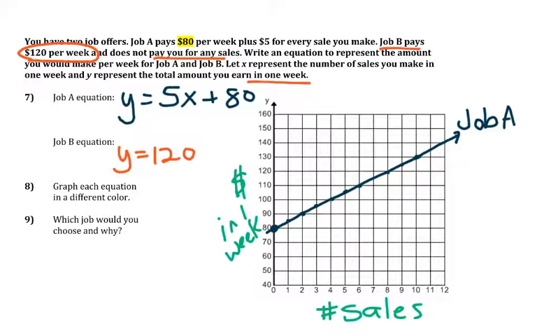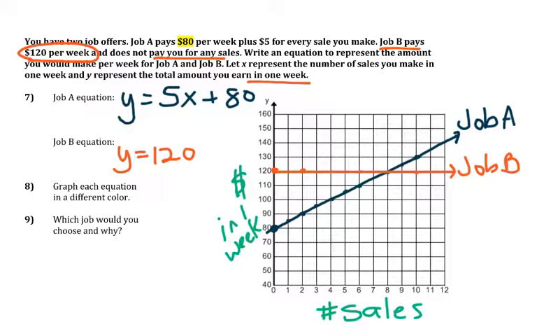Okay, so let's graph job B. So job B, if you make 0 sales, how much money do you make? If you make 2 sales, 3 sales, 4 sales, 5 sales, it doesn't matter. You are going to make $120.